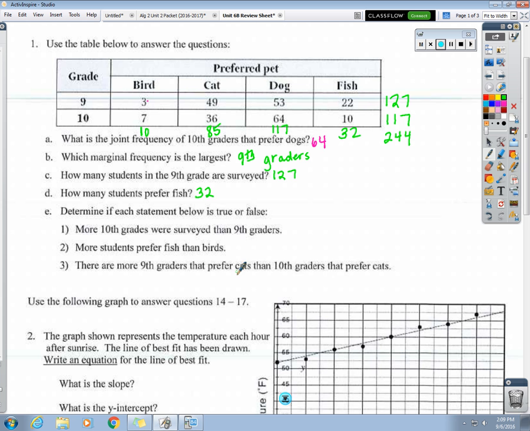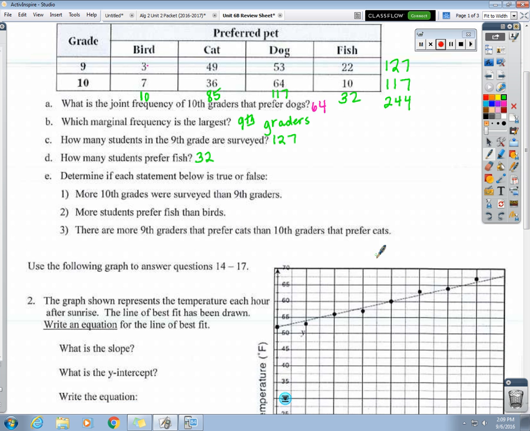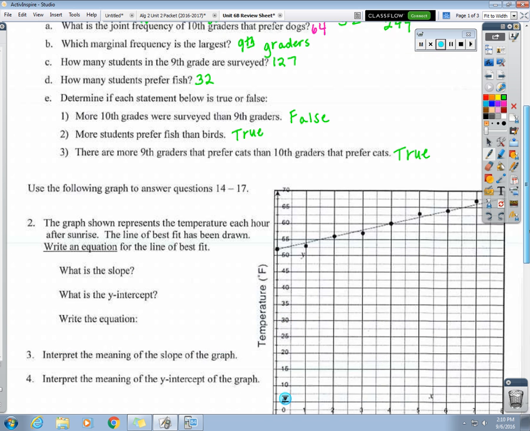Correct. Determine if each statement below is true or false. More 10th graders were surveyed than 9th graders. False. That is false. There were 10 more 9th graders surveyed than 10th graders. More students prefer fish than birds. True. There were 32 students that preferred fish and only 10 that preferred birds, so that's true. There are more 9th graders that prefer cats than 10th graders that prefer cats. That's also true. There are 49 9th graders that prefer cats and only 36 10th graders. Okay, moving on.